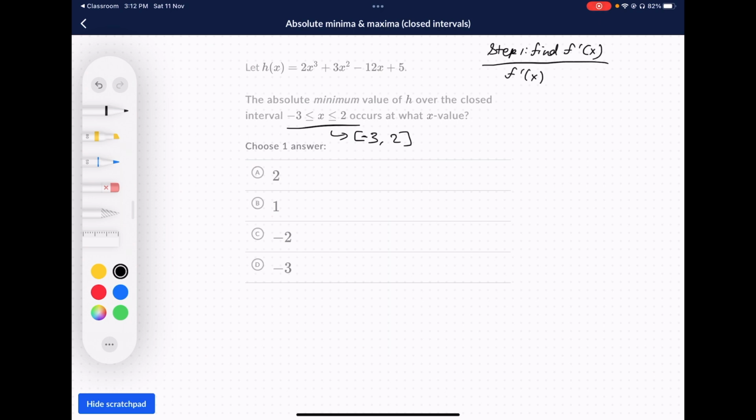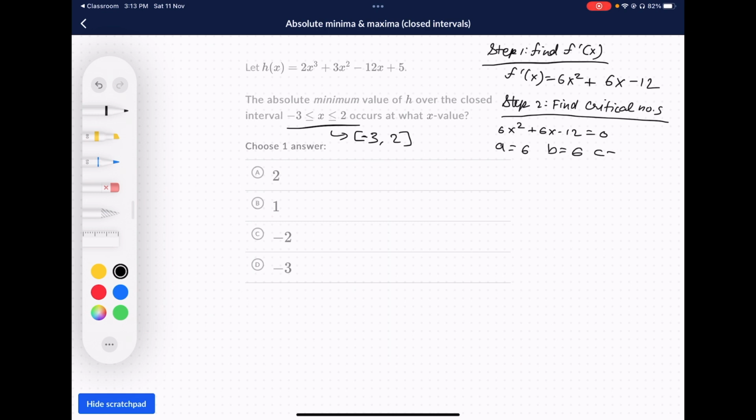F prime of x using the power rule will be 6x squared plus 6x minus 12. Now we have to find the critical points. And to do that, we have to set this equation to 0. Now in a calculator, input a is equal to 6, b is equal to 6, and c is equal to negative 12 to find your x1 and x2 values. And sometimes you can have a third value for a critical point, and that would be x3. And x1 is equal to 1, x2 is equal to negative 2.